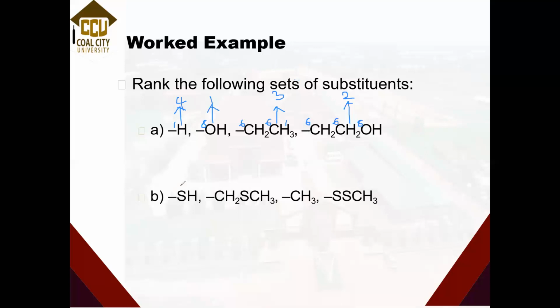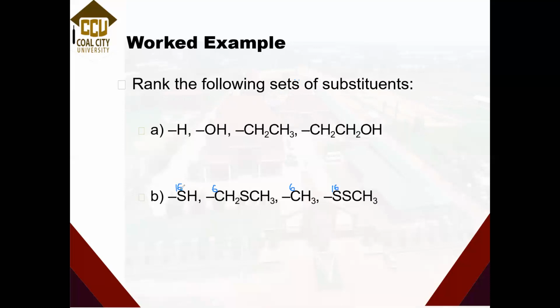So let's move on to this second example. In this second example now, we have S, which is sulfur. Sulfur has atomic number of 16. We have carbon at atomic number of 6. We have carbon as atomic number of 6. We have sulfur as atomic number of 16. So automatically we know these two are the two contending for the first ranking, because these two are already below them. Okay, so we move on to the next one to settle the scores between these two.